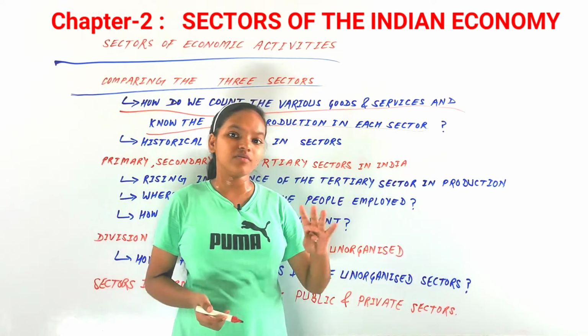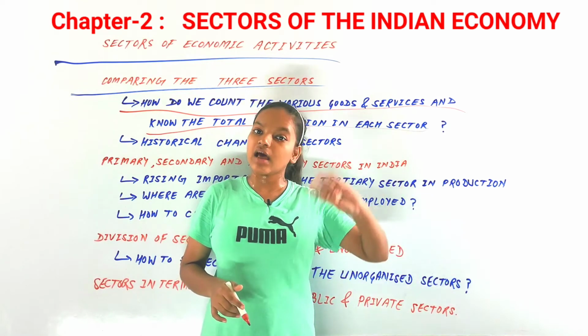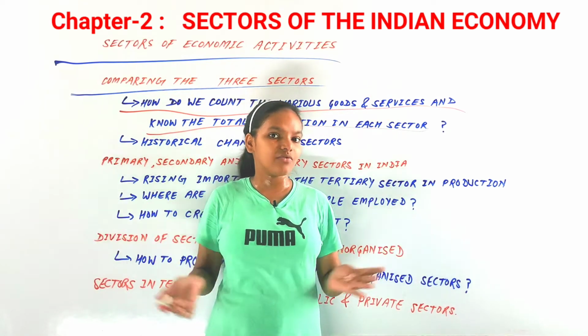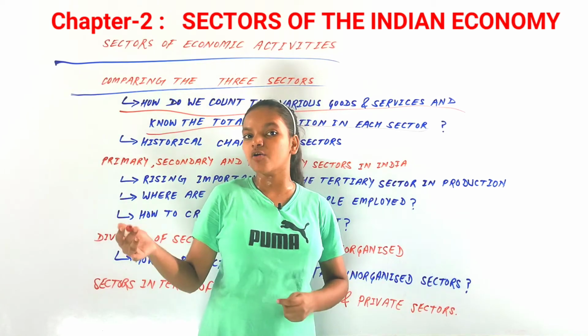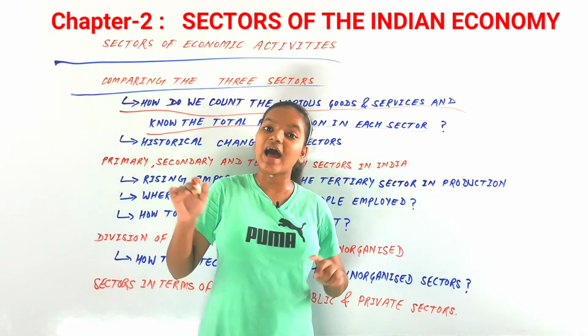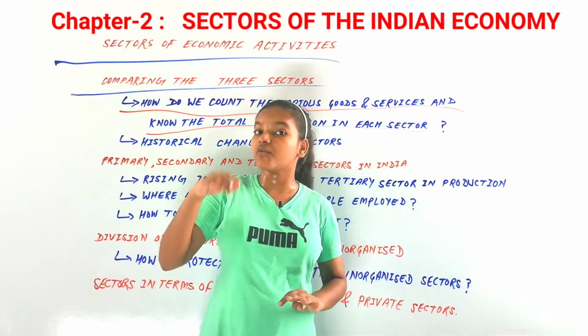After that, for example, if there are 1,000 coconuts and you say that each coconut is 10 rupees, then its value would be 10,000. There is no need to count those 1,000 coconuts. So instead of counting a number of things, we should count its value, add it up, and then get the total production for each sector.